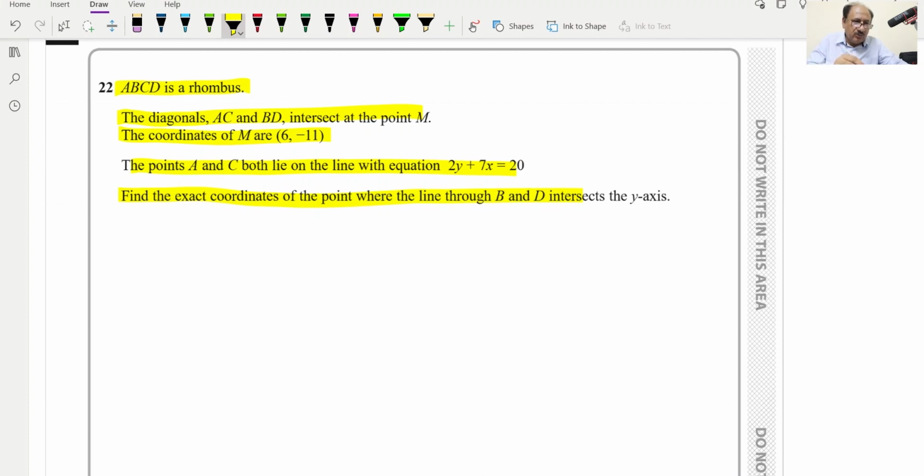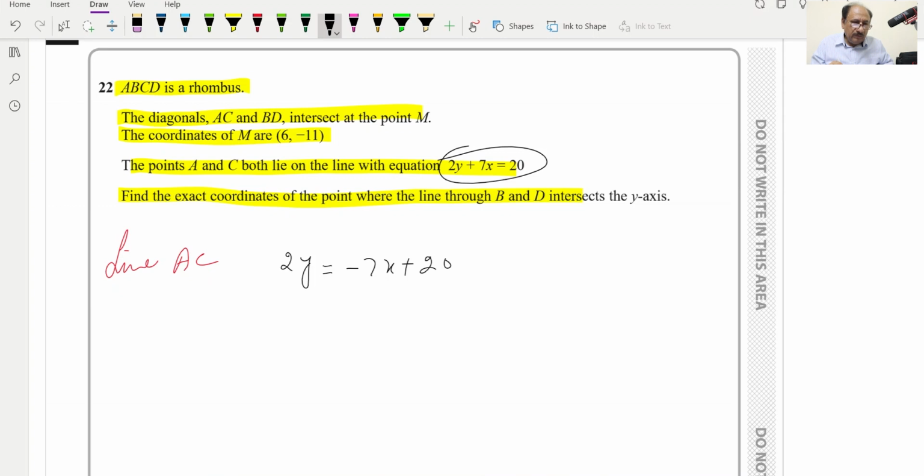So what we can do, for line AC, we can write, for example, 2y is equal to minus 7x plus 20. This equation we have written.